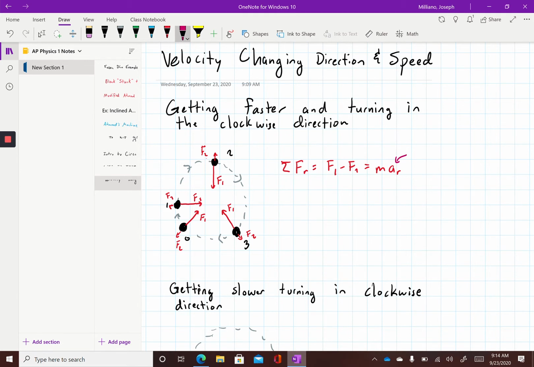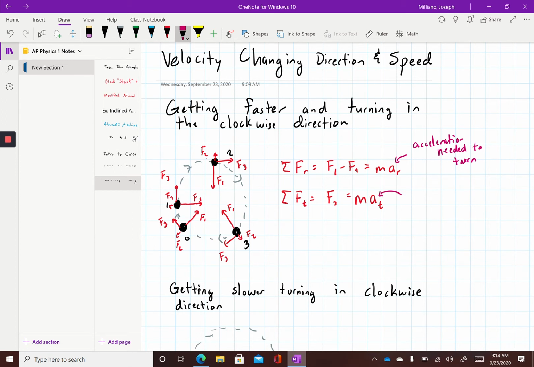So this is the acceleration needed to turn. However, these forces will not make the object get faster or slower. And so we're also going to need something in the direction we are moving. So we're also going to have a force F3 in that tangential direction that is always in the same direction as the velocity. If we add up the forces in the tangential direction, we end up with just F3 as I've drawn it, and that's equal to mass times the tangential component of the acceleration.